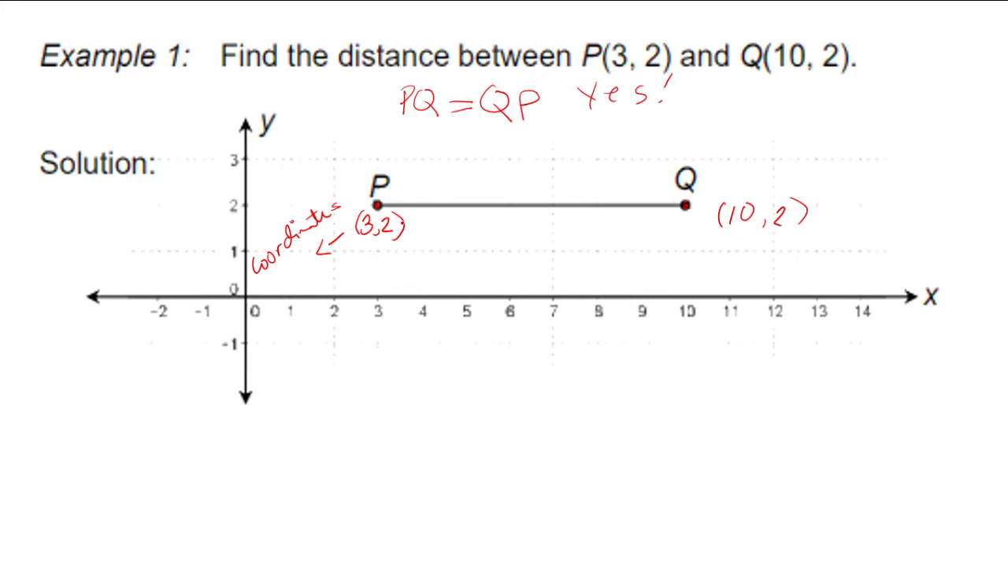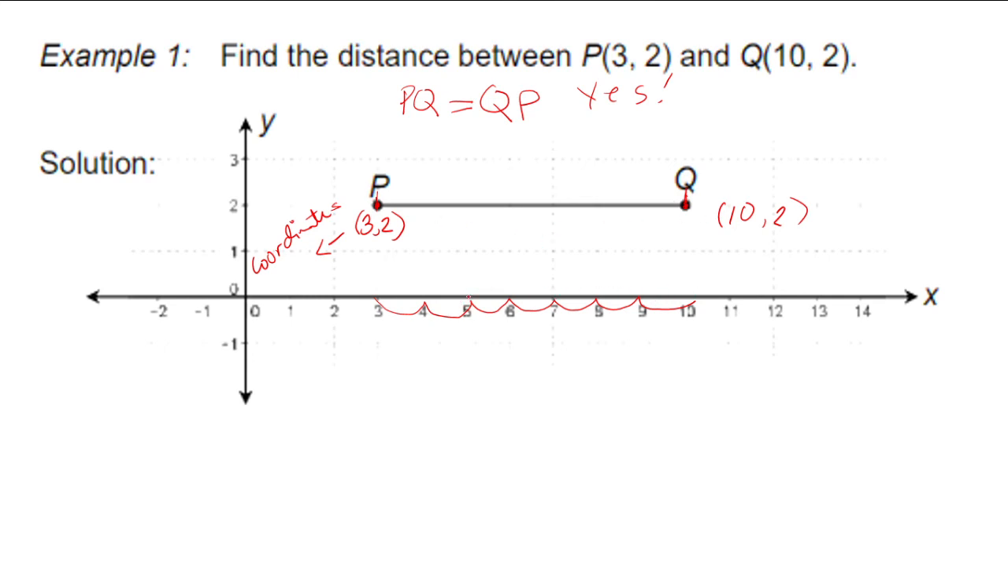Now, next, gaano kalayo si point P kay point Q? Anong gagawin natin? Simply get, you have two ways again. Either kung nahirapan ka by counting, or para mas madali, pwedeng mag-absolute value pa din. Sa bagay, mas madali yata ang counting. So, pag nag-count ka, 1, 2, 3, 4, 5, 6, 7. So, the distance between point P and point Q is 7 units, correct?